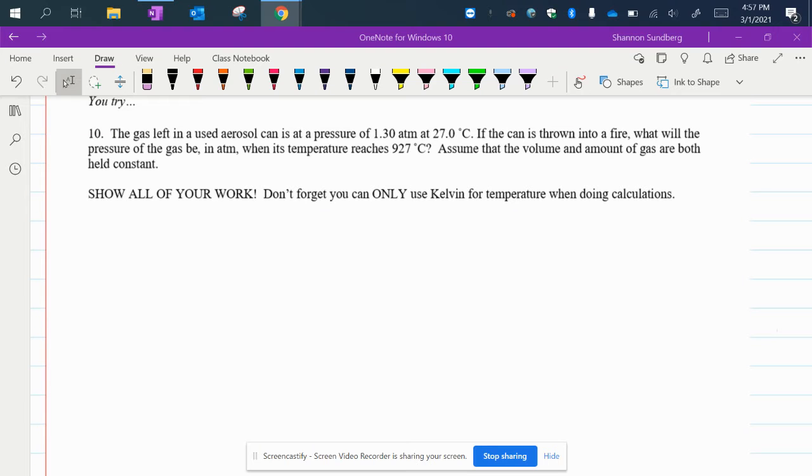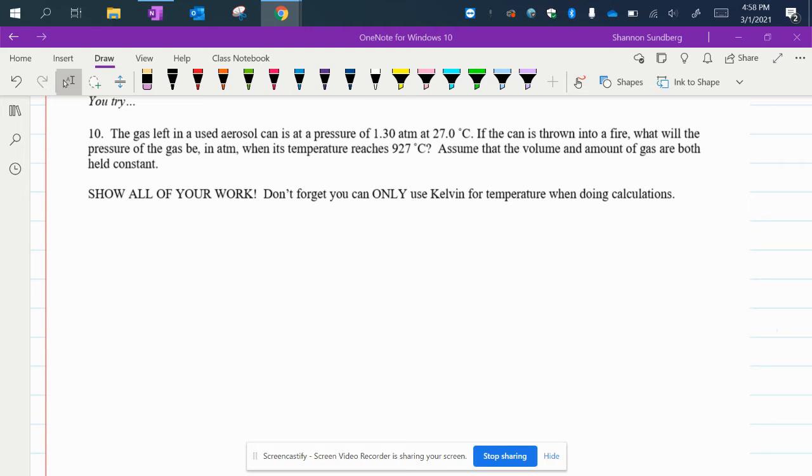We're going to do a combined gas law practice problem, and volume is held constant in this one. It says the gas left in a used aerosol can is at a pressure of 1.30 atmospheres at 27 degrees Celsius. If the can is thrown into a fire, what will the pressure of the gas be in atmospheres when its temperature reaches 927 degrees Celsius? Assume that the volume and amount of gas are both held constant. Show all of your work. Don't forget, you can only use Kelvin for temperature when doing calculations.